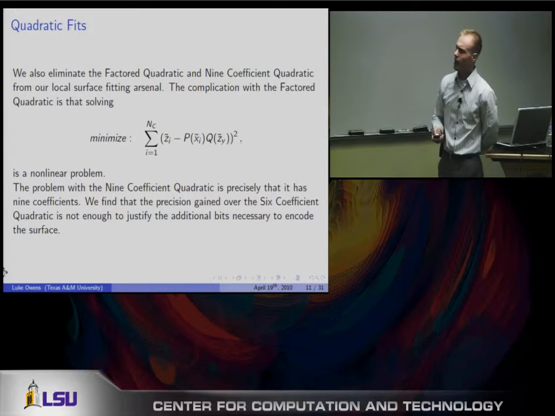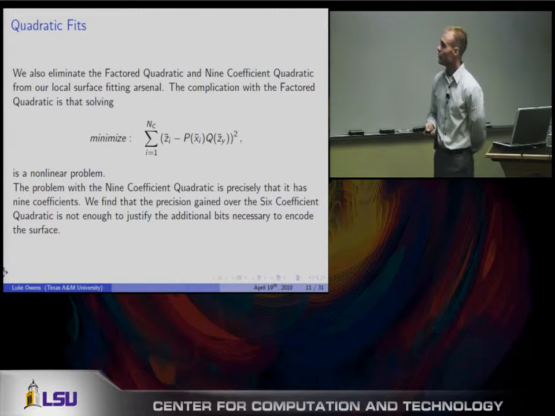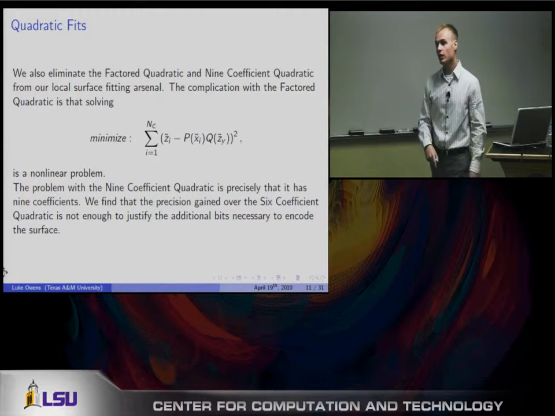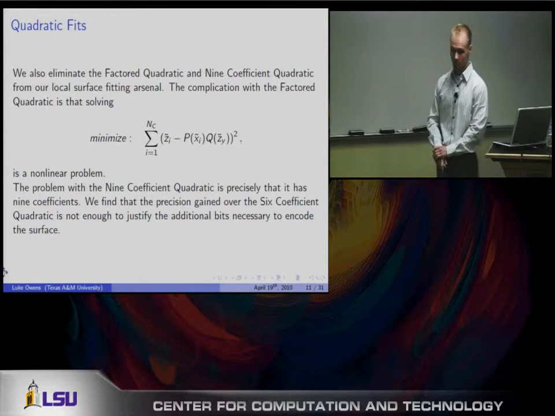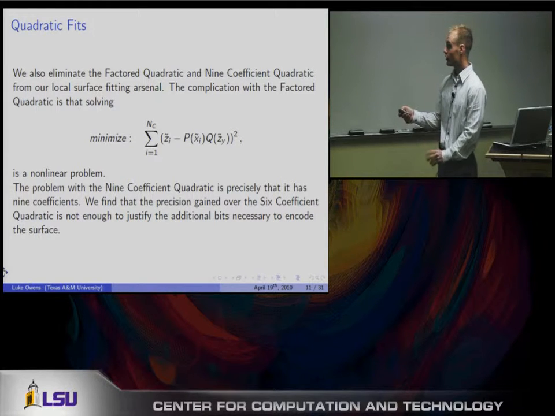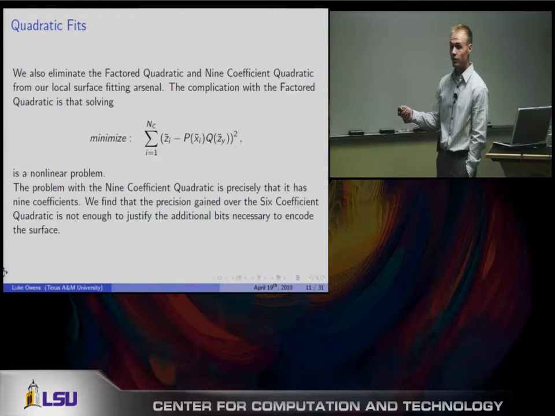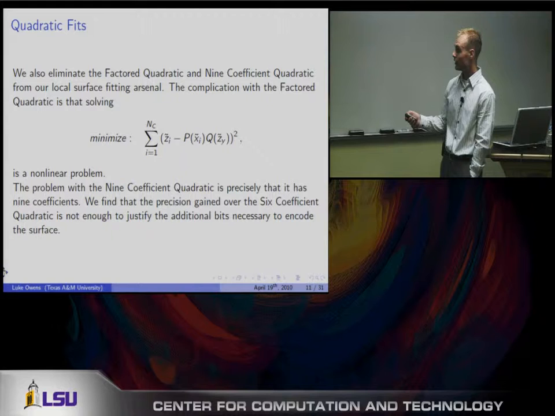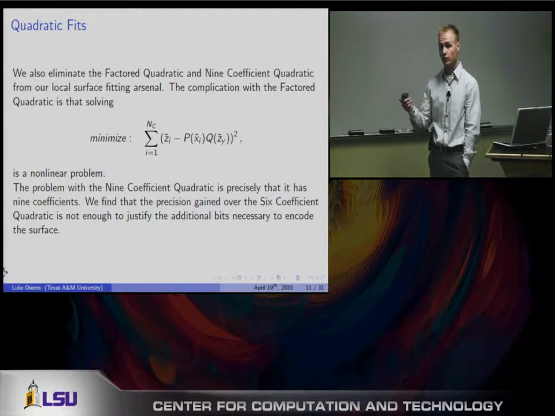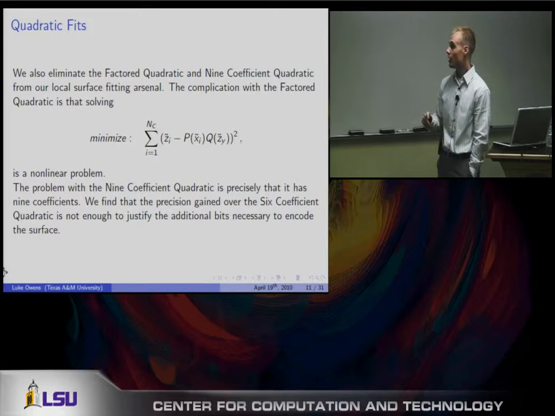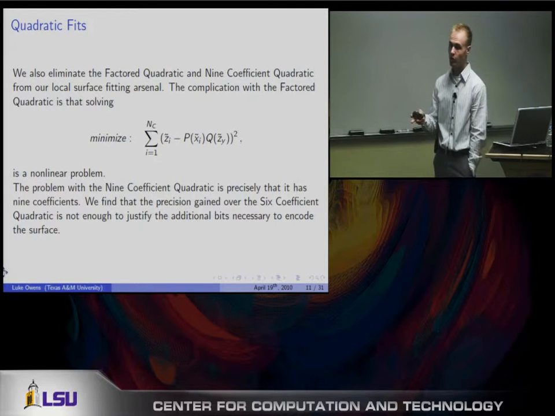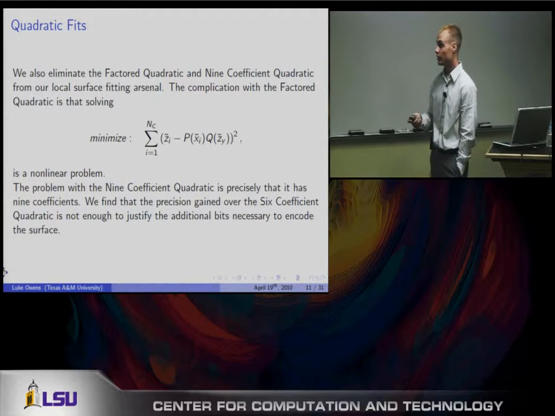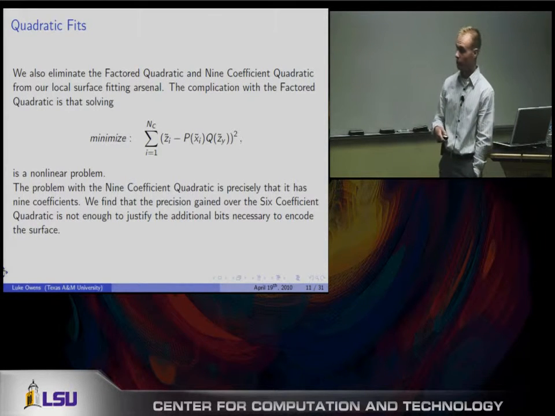So then we look at our factored quadratic and a 9-coefficient quadratic, and we eliminate those from our arsenal as well. What are the complications with either of those? Well, first off, here's the factored quadratic. We need to solve this minimization problem, and this factored quadratic here turns out to be a nonlinear problem because you have C0 times D0, those paired terms there. So this is nonlinear, and it doesn't give much of a benefit over our 6-coefficient quadratic. In general, there's no reason to expect that it would be better than the 6-coefficient quadratic, so why solve a nonlinear problem when we can solve a linear one?